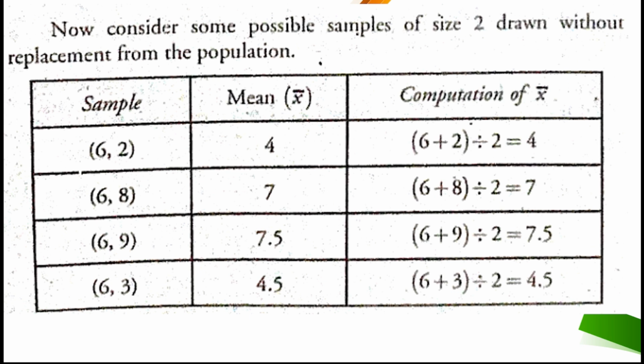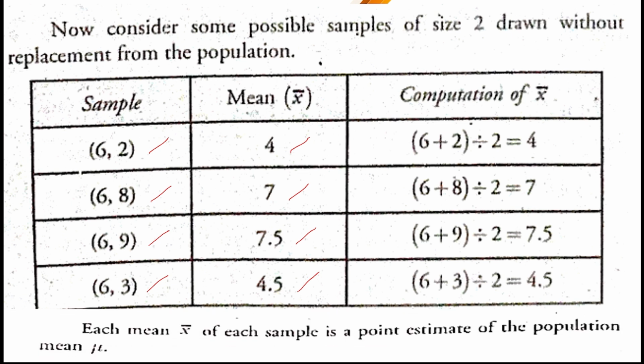Now, consider some possible samples of size 2 drawn without replacement from the population. So the samples now are (6, 2), (6, 8), (6, 9), (6, 3). Getting the mean, we have 4, 7, 7.5, 4.5. The computations are indicated on the third column. Each mean of each sample is a point estimate of the population mean.